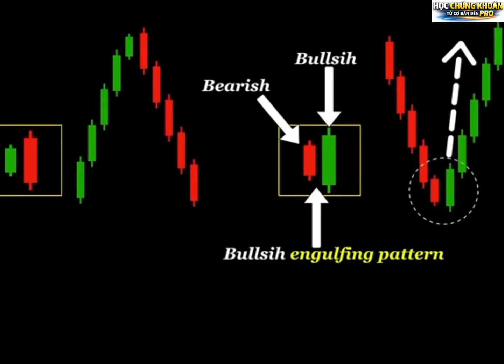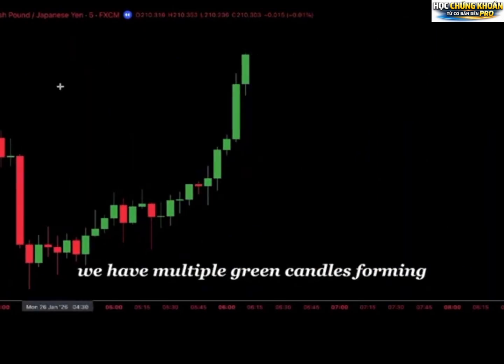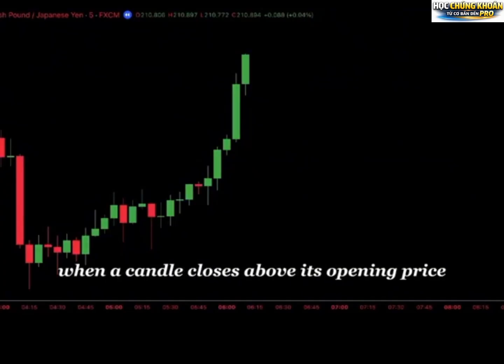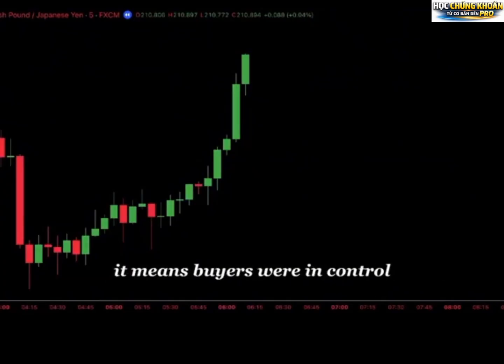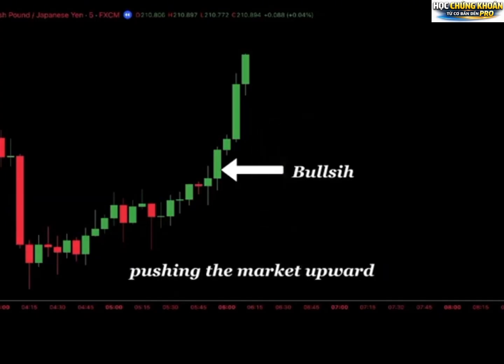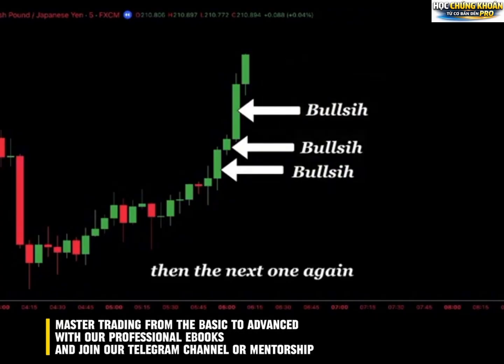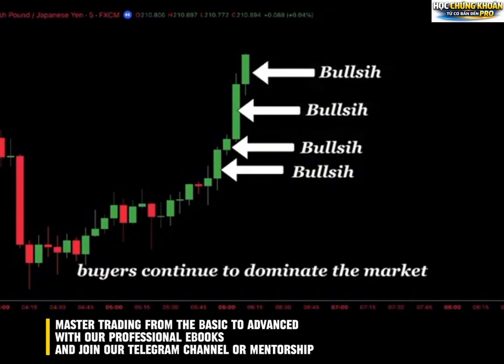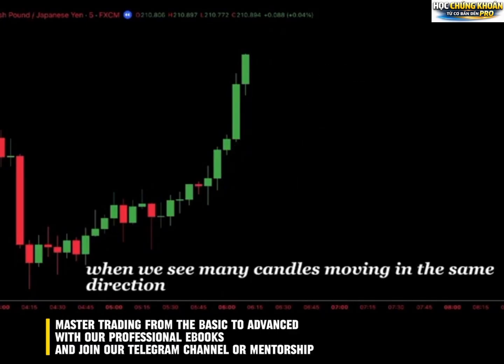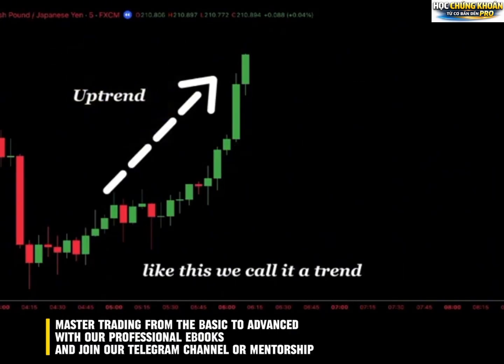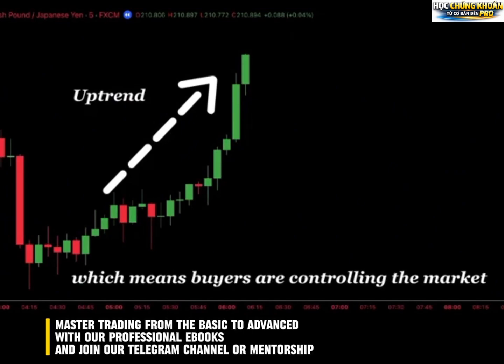Now let's use this knowledge and try to analyze a real chart. Look at this example. As you can see, we have multiple green candles forming one after another. As we explained earlier, when a candle closes above its opening price, it means buyers were in control during that trading session. So the first candle shows buyers pushing the market upward. The next candle shows the same thing. Then the next one again. Session after session, buyers continue to dominate the market. When we see many candles moving in the same direction like this, we call it a trend. In this case, it is an uptrend, which means buyers are controlling the market.